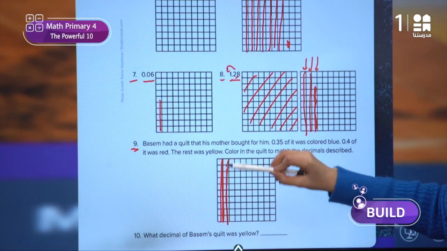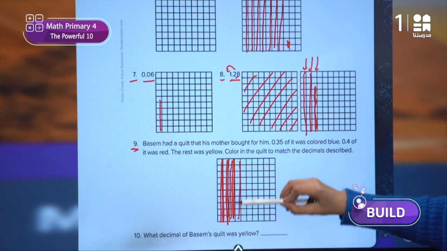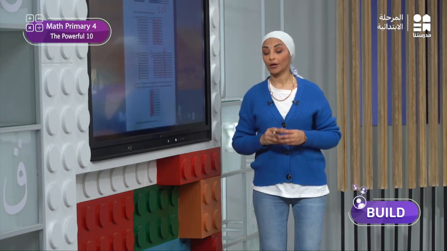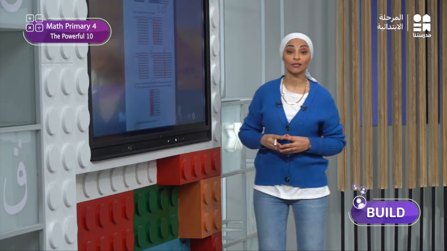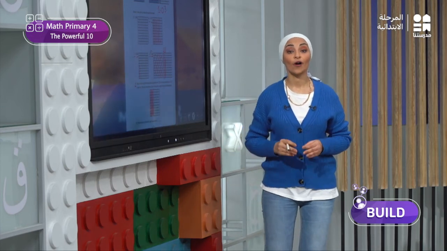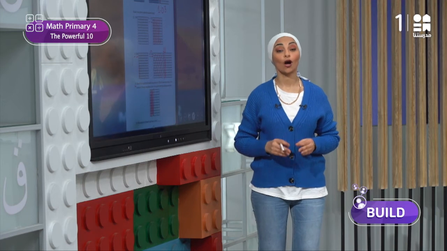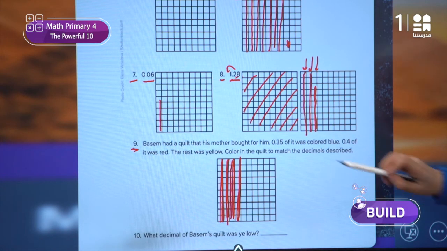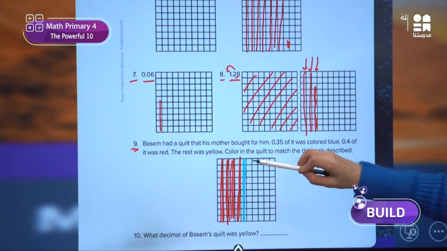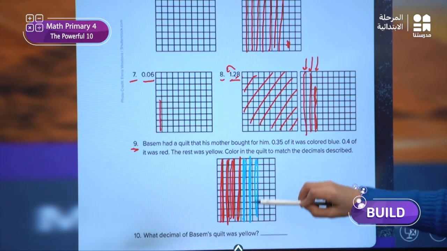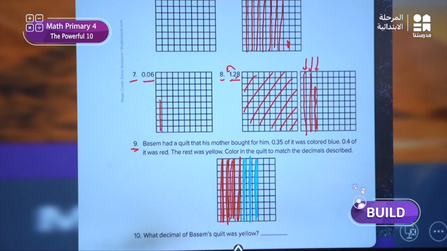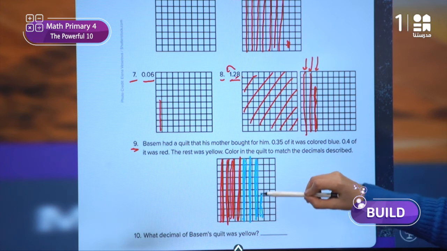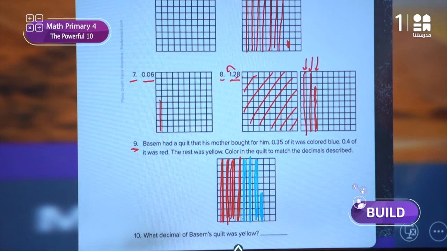1, 2, 3, and 4. Okay? Now we will continue shading the blue part. Let's shade the blue part of the quilt. It is representing 35 hundredths, meaning 35 out of 100. What does that mean? 35 means 3 columns. Let's color 3 columns in blue. 1, 2, and 3. 3 columns means 30, but it is 35, so I will also shade 5 squares. 1, 2, 3, 4, and 5. Okay, to represent 35 hundredths.